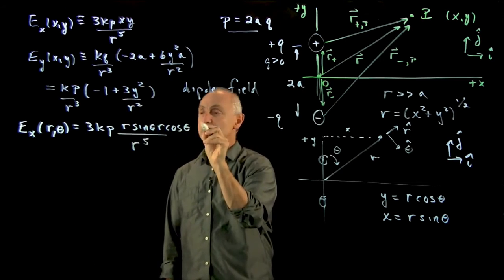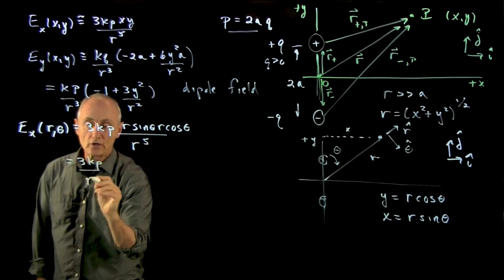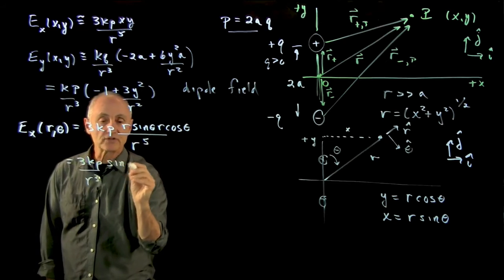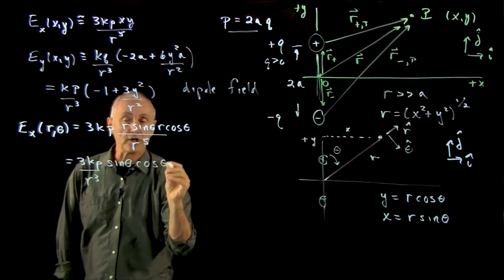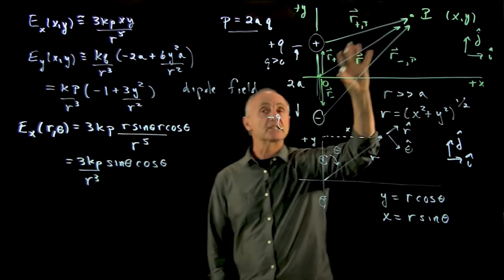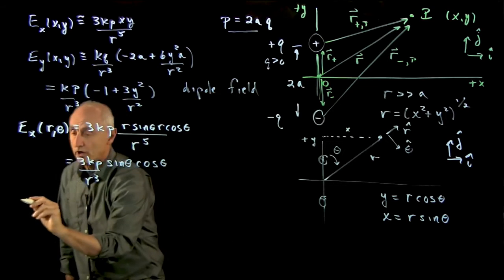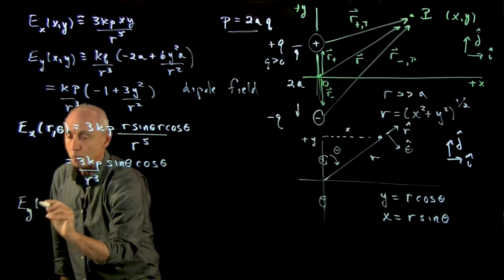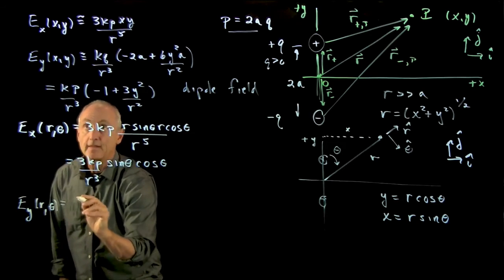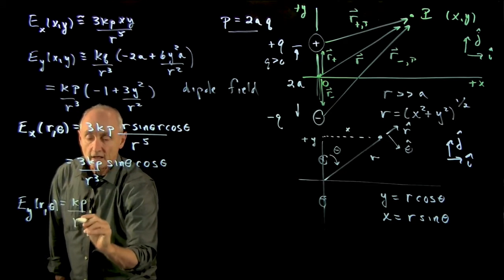And now you can see explicitly that this goes like 1 over r cubed because of the factors sine theta and cosine theta, which are numbers between 0 and 1. And so that really shows explicitly that the x component falls off like 1 over r cubed. And the y component, well, we'll see the same effect.